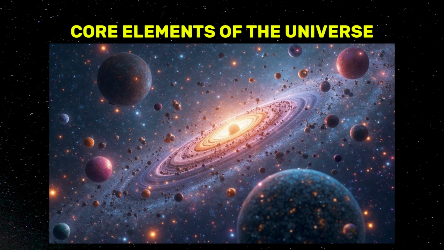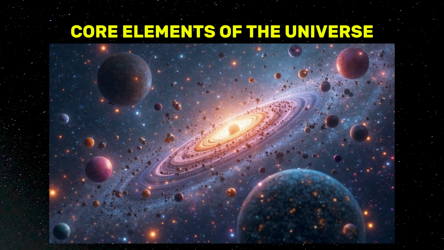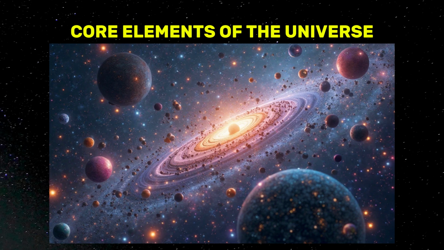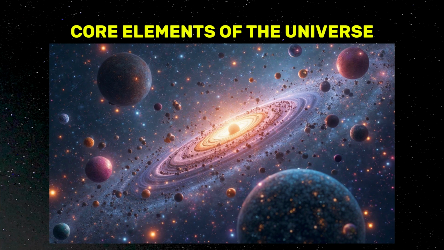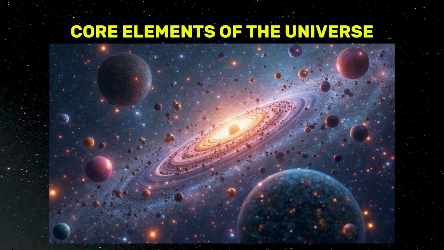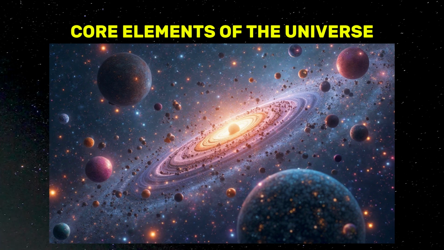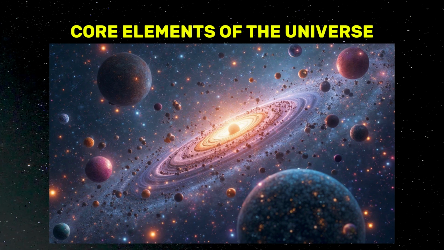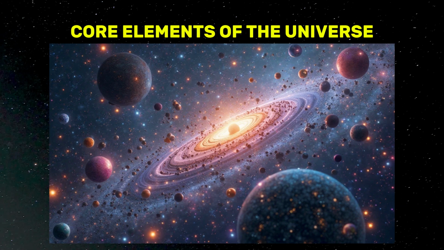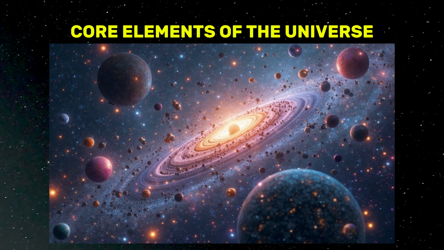A further mystery lies in dark matter. While we can't see it directly, we know it exists due to its gravitational pull on visible matter. It's estimated to make up about 27% of the universe's total content. Some theorists believe it may be made of unknown particles like WIMPs, weakly interacting massive particles. Finding such particles could transform our view of reality.